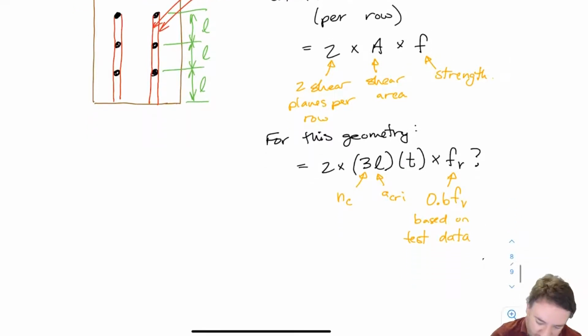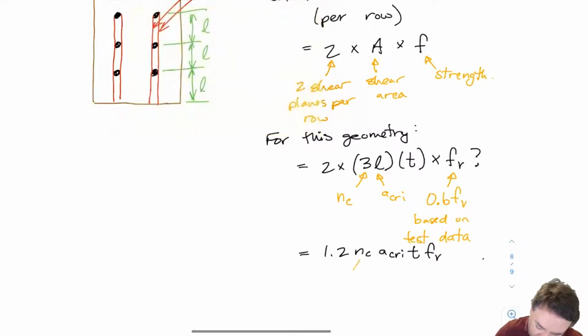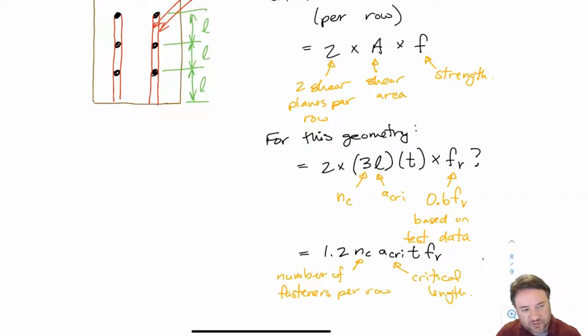So if I multiply all those things together, I'm going to get something that looks like this: I'm going to make my 3 NC, my L CRI, my FV 0.6 FV. So then if I have 2 times 0.6, I get 1.2. Then I'm going to have my NC, then my ACRI, my T, and then my FV. Where NC is the number of fasteners per row, and ACRI is a critical length.